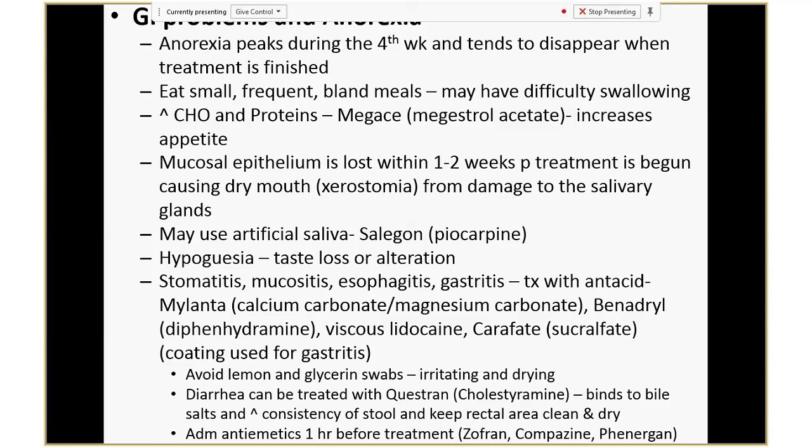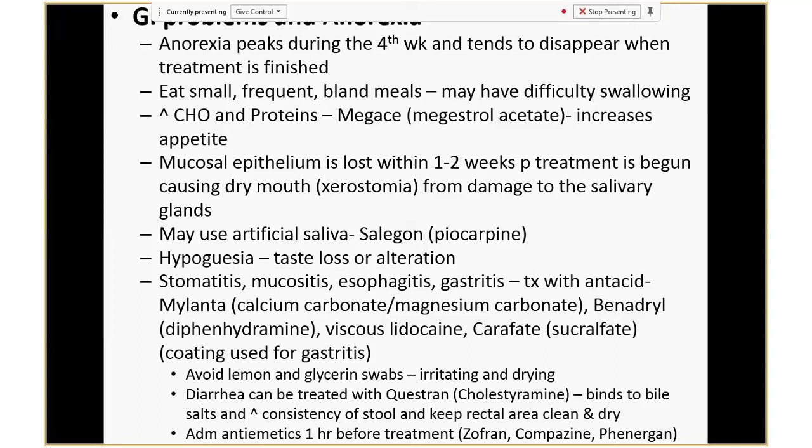Obviously, taste loss. You might not have the taste buds you used to after the treatments. I've heard of a lot of cancer patients never getting their sweet taste back, and everything tastes kind of bland. You can get irritation of the entire GI tract from your mouth to your throat to your stomach, and you can actually use types of medication like antacids like Mylanta to kind of calm down those acids in your stomach. Benadryl has been found for anti-inflammatory. Viscous lidocaine is like an oral, it swishes in your mouth so it keeps it nice and moist. Carafate is going to be used for if you have gastritis, and it just coats the stomach really well.